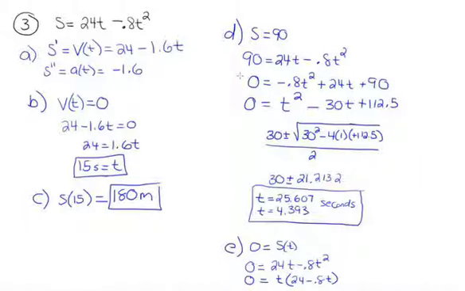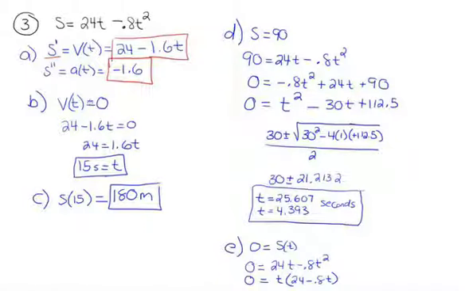Question 3 says we've got a rock that we've thrown vertically, and its position is given to us by this equation. And then it asks several questions. So the first question, part A, asks us for the velocity, and so I know that the velocity is the derivative of position, and so that's 24 minus 1.6t. Then it also asks me for the acceleration, which I know is the derivative of velocity, or the second derivative, and the derivative of this is going to be negative 1.6. So that gives me my answer for acceleration, and then my answer for velocity.